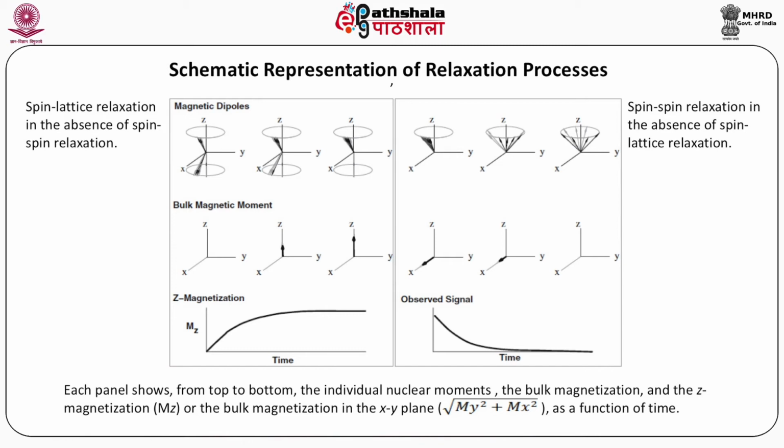The spin-lattice relaxation in the absence of spin-spin relaxation. Now, as you see in the figure, the magnetic dipoles are indicated and the direction of the bulk magnetic moment is also indicated. When the pulse is applied, it is equal to 0, and over a period of time it grows exponentially and comes to its equilibrium value. This is shown in the left part of the figure.